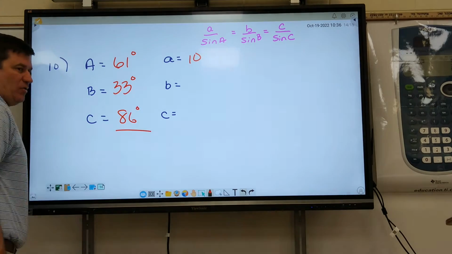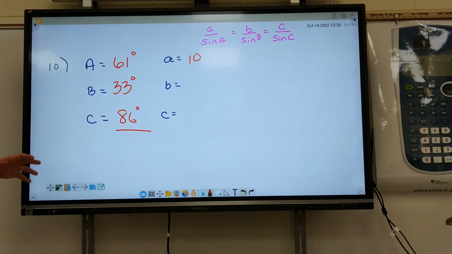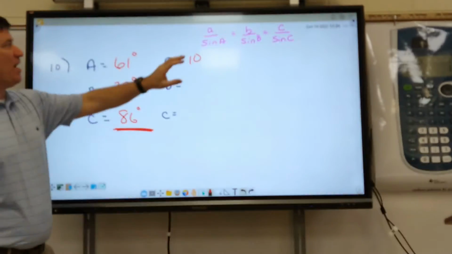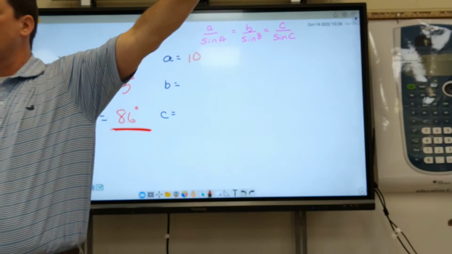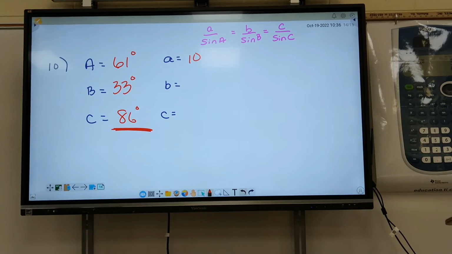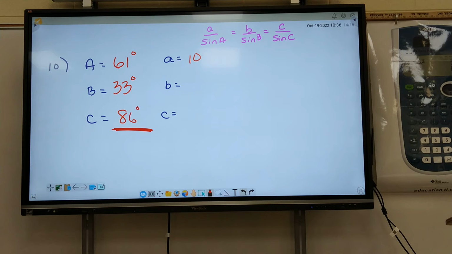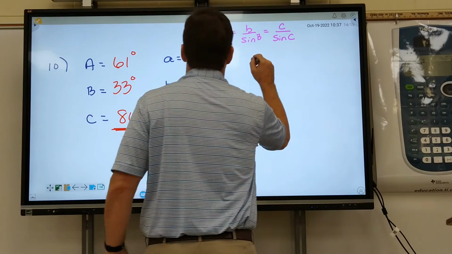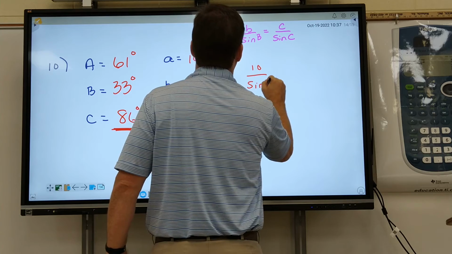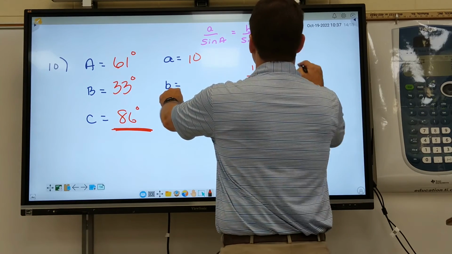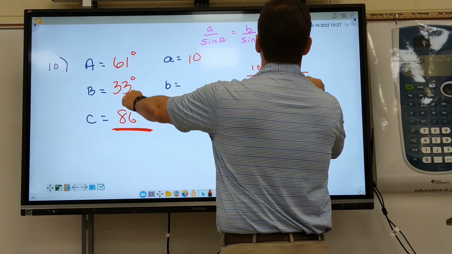86 degrees. So how come we can't use these formulas here anymore? This is not a right triangle. When it's not a right triangle, you have to use the law of sines. Make sure you write it on the test right. It's on here. So where do I start? We just did this yesterday and Monday. Where do I start when I do law of sines? On the one that's got both. So we start with A. I put 10 over sine of 61 equals little b on top over sine of 33.